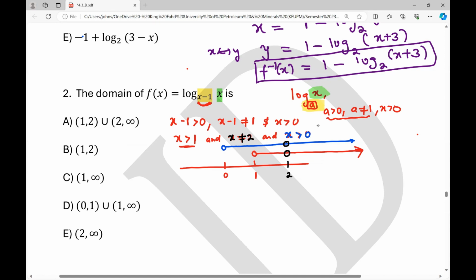So if you look carefully, where is the intersection of all of this? It's just going to be here and here. So it means the domain will just be from where? From 1 to 2, then union 2 to infinity. All right.